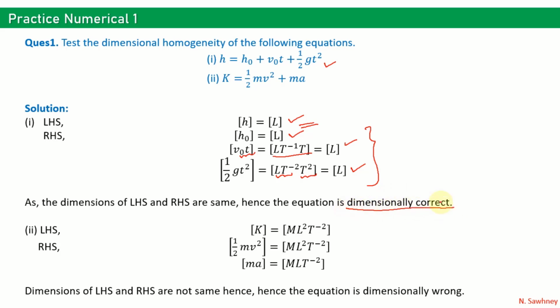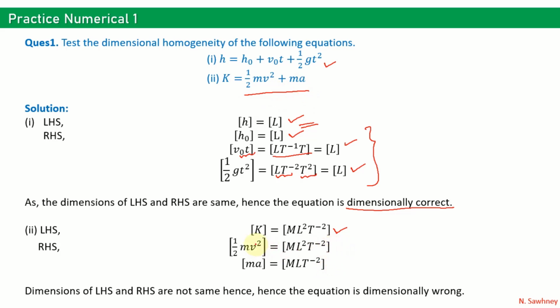Let us see the second equation. Second equation, the left hand side is K. K stands for kinetic energy. The kinetic energy dimension is ML square T minus 2. And on the right hand side, we are having half m v square plus m a.